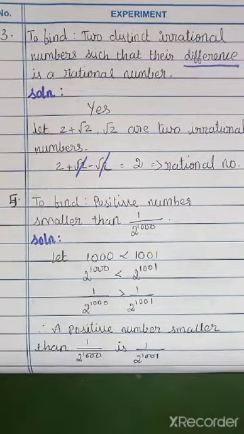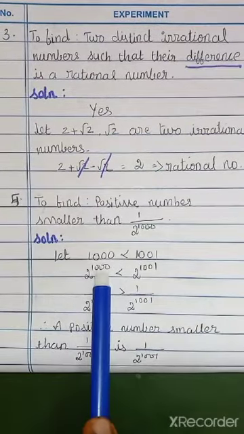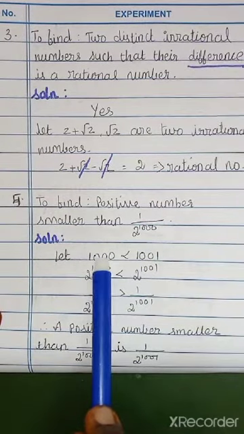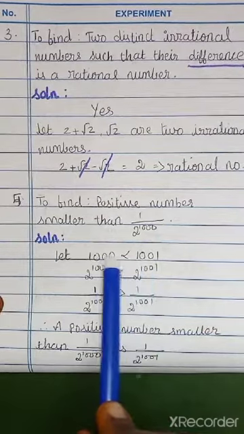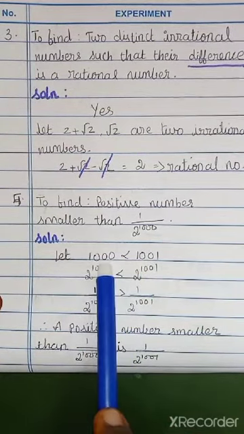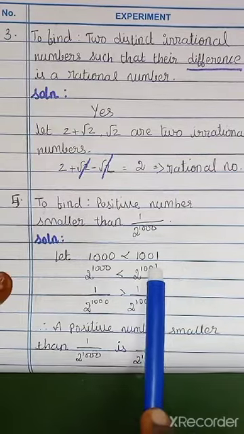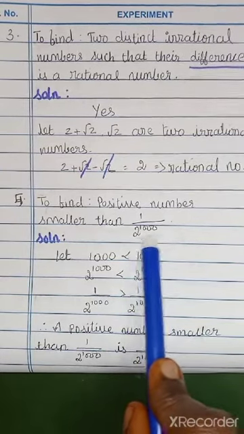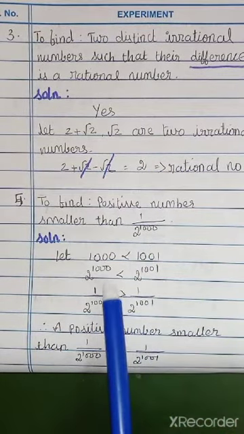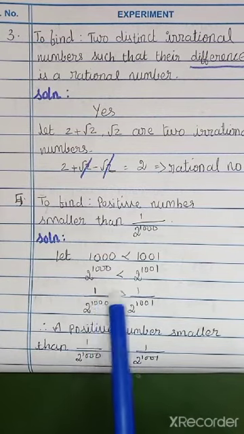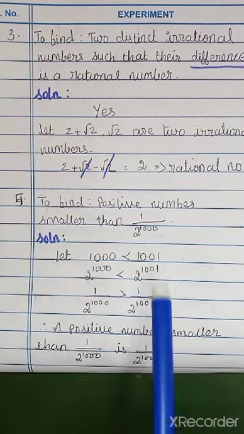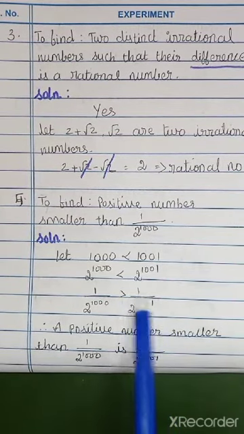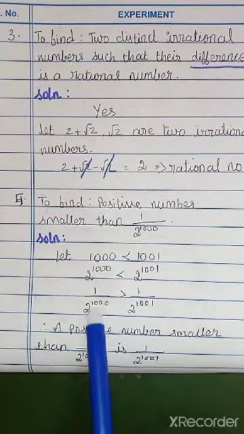So here we are going to take: 1000 is less than 1001. Is that right? So the number 1000 is less than 1001. Taking power on both sides, 2 power 1000 is less than 2 power 1001. Now, in our question, 2 power 1000 is in the denominator. So this 2 power 1000 can be taken as 1 by 2 power 1000, and 2 power 1001 as 1 by 2 power 1001. Clear?